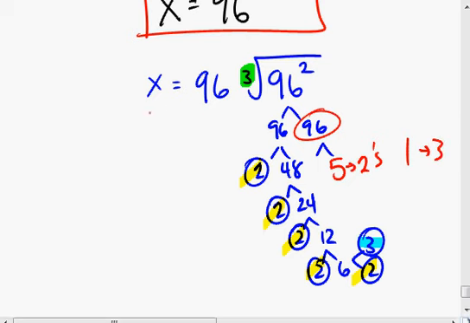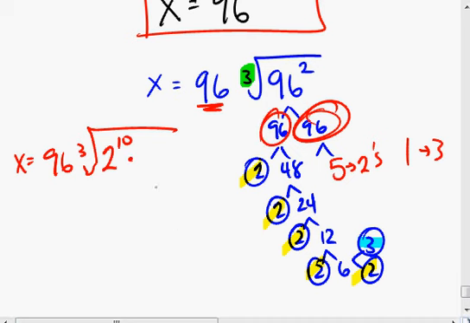So what I have is x equals 96 cubed root of how many 2's? 10, good, 10 2's. See, 5 from this one, 5 from this one. And how many 3's? Good, 2 3's. One 3 over here, one 3 over here. I'm looking for 3 of a kind. Well, I got 10 2's. That's more than enough, right?